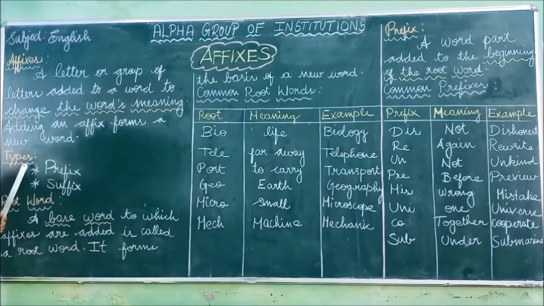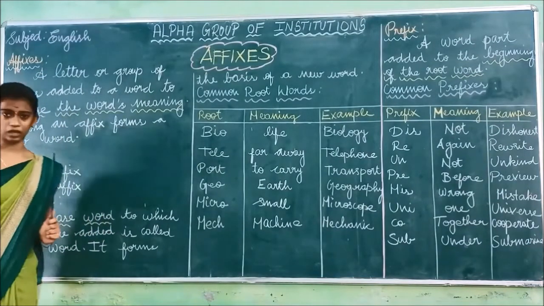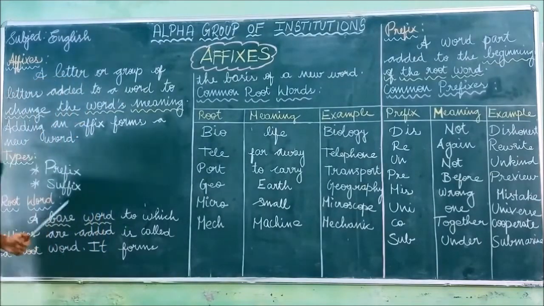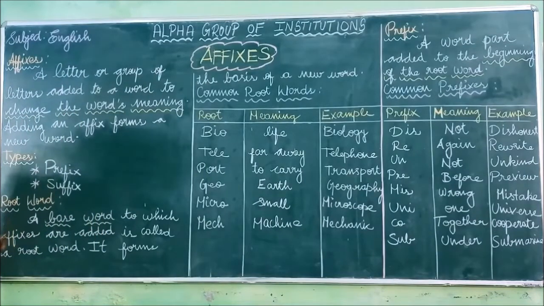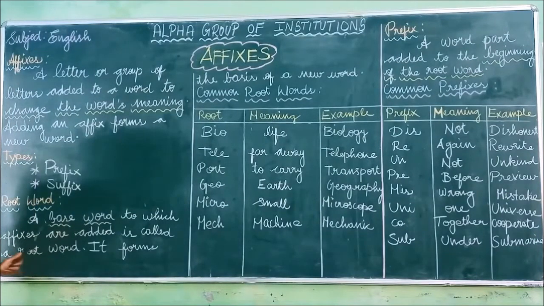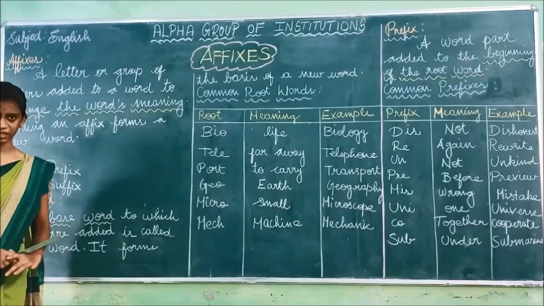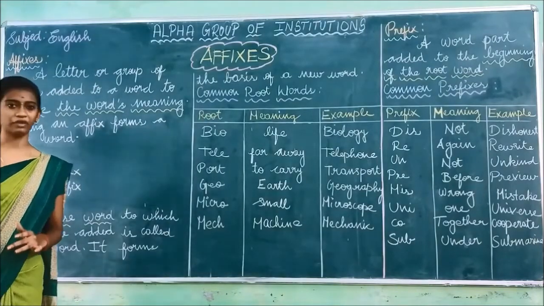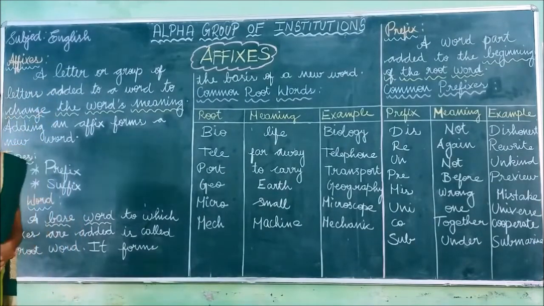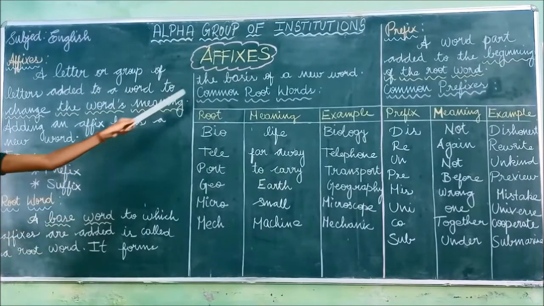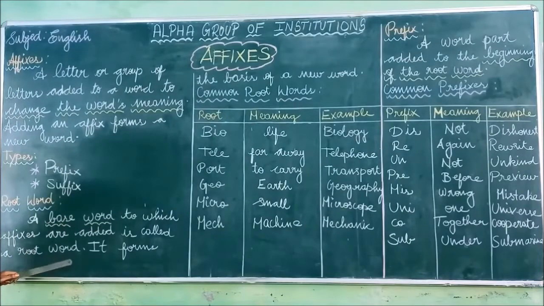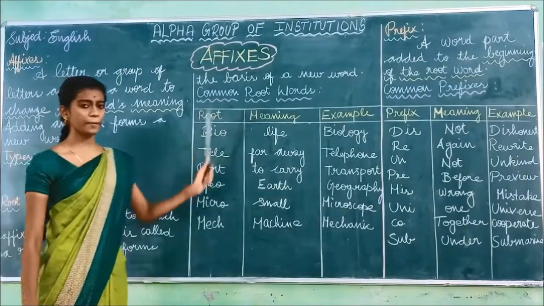Okay. And next we have seen the types of affixes, and the types of affixes are two. The first one is prefix, and the second one is suffix. After the types we have seen what is meant by the root word. So a root word is a base word to which affixes are added. Either the prefix or the suffix has to be added to the base word to get a new word. It forms the base of a new word. Next, we have seen the common root words.